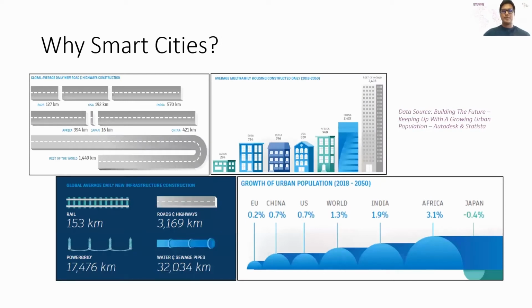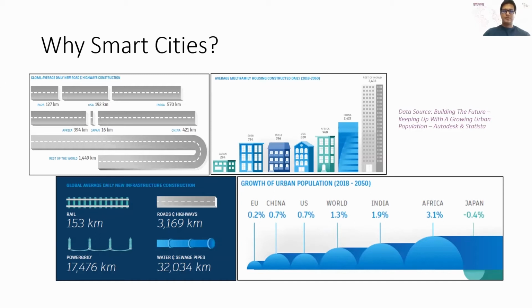So why smart cities? I have got some data that was available in the report Building the Future, Keeping Up with a Growing Urban Population by Autodesk and Statista. Now, as you can see here, they give you the global average dailies for, for example, new roads and highways, accommodation or family structures, housing, as well as the growth of urban population from 2018 to 2050. Of course, that is projected, but it is pretty realistic.